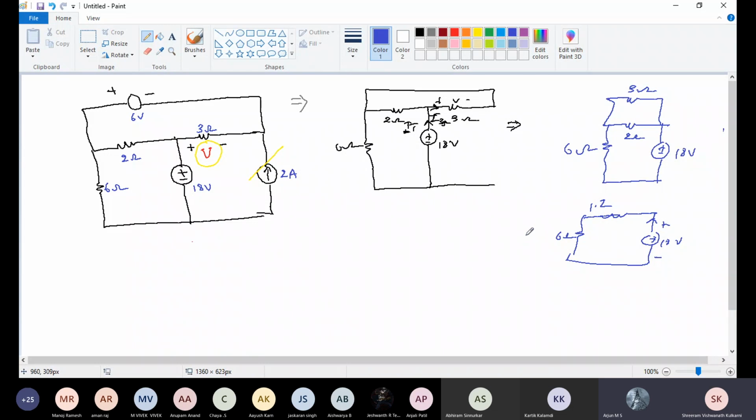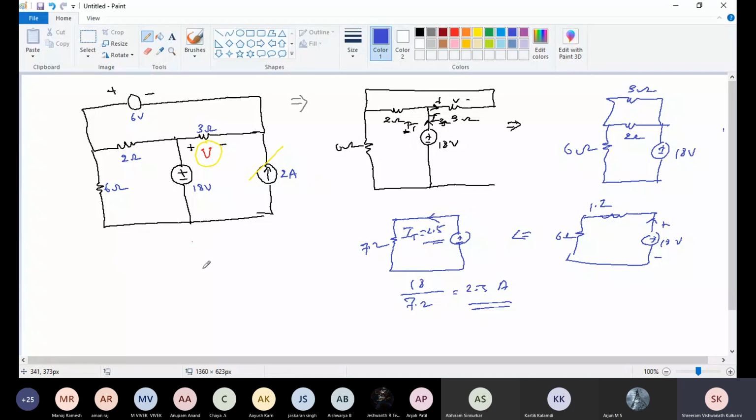Total current is 18 by 7.2, which is 2.5 ampere. Okay, now applying the current division rule.